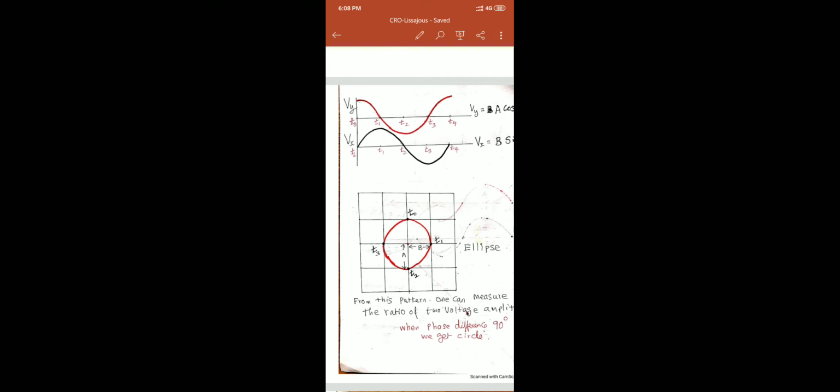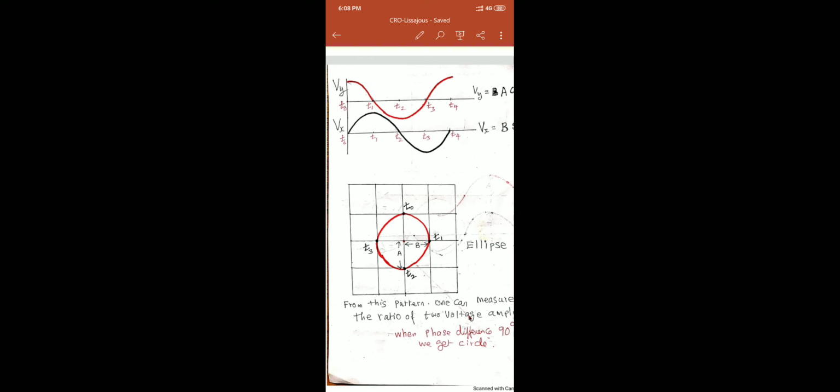What happens when the phase angle difference is 90 degree like this? See here, observe the waveforms Vx and Vy. Vx is B sin omega t and Vy is A cos omega t. That is, the phase angle difference between these two waveforms is exactly 90 degree. So when the Vx and Vy differ by 90 degree, we get the exact circle on the CRO.